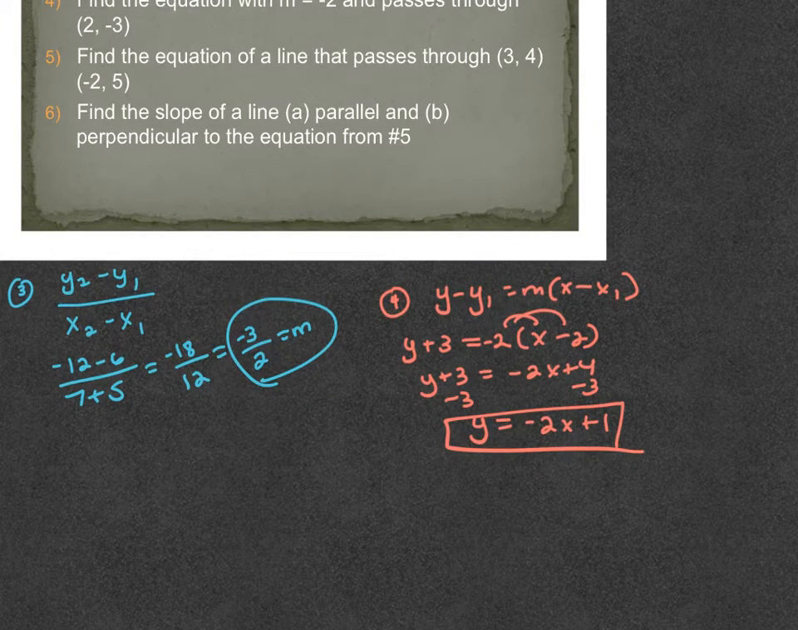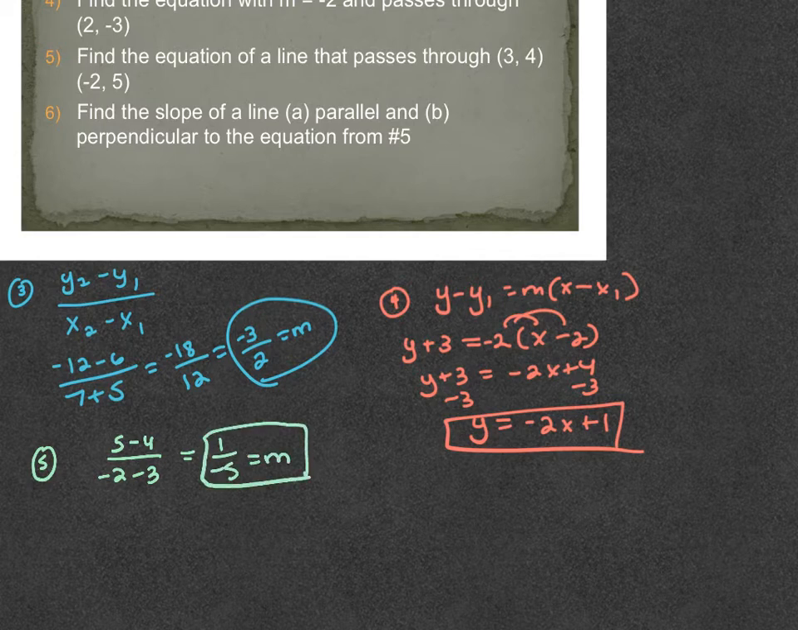Number 5, find the equation of a line that passes through (3, 4) and (-2, 5). So the first thing we have to do is find the slope. 5 minus 4 over -2 minus 3 is 1 over -5. Then I can pick either point. So I'm going to pick the first one because there's no negatives there, and that's when stupid mistakes get made. And plug it into point-slope.